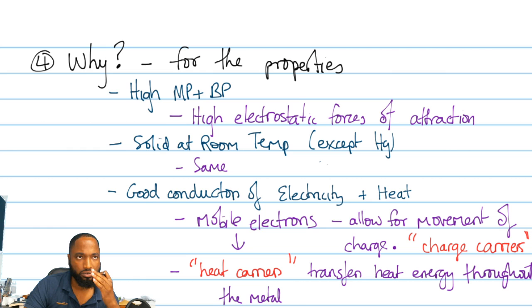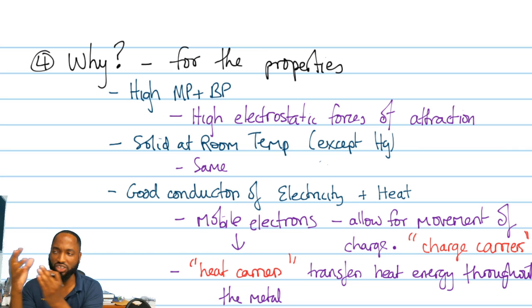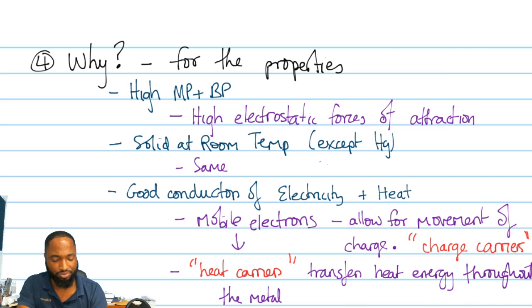You see, one electron will heat up, one electron gains kinetic energy, and it's just passing along the chain, right? So how do you want to say that? All right, we know what we mean. It transfers heat energy through the metal, kinetic energy from one electron to another.